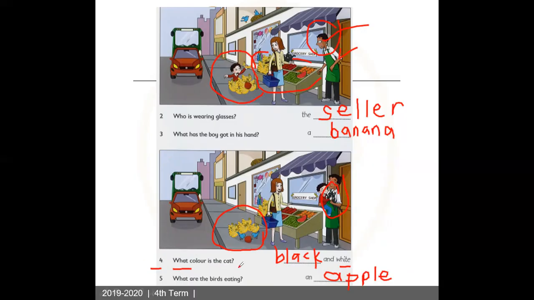What color is the cat? The cat, I should say, the cat. Here, there's a cat, right? The seller is carrying the boy and the cat. So it's actually black and white. And what are the birds eating? So they are eating an apple.